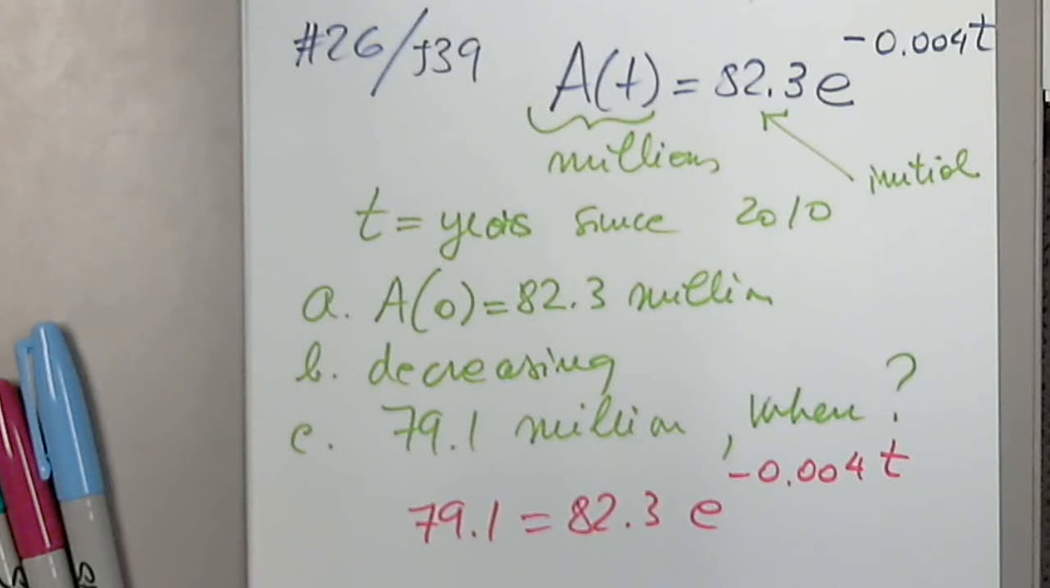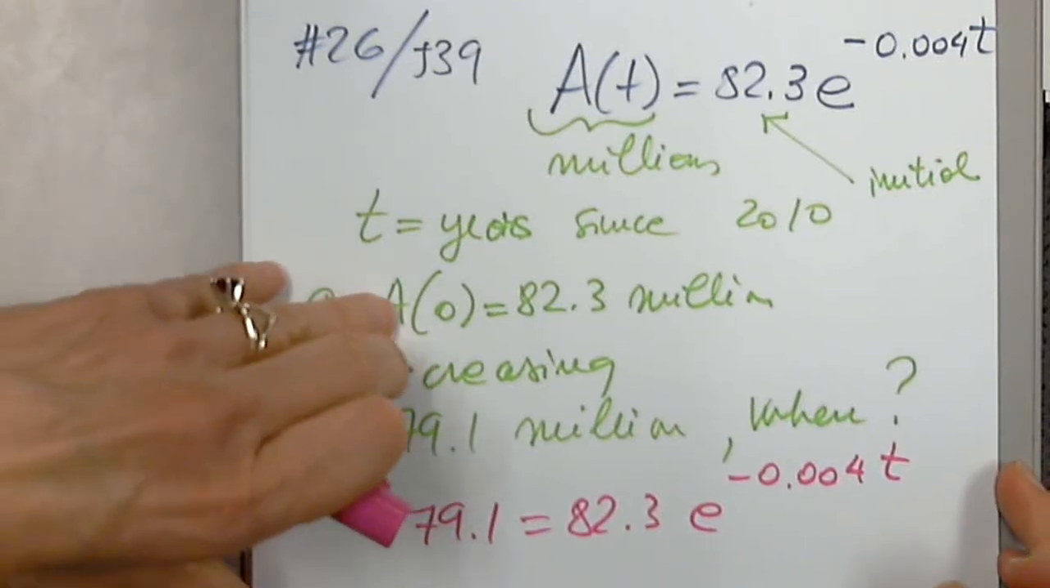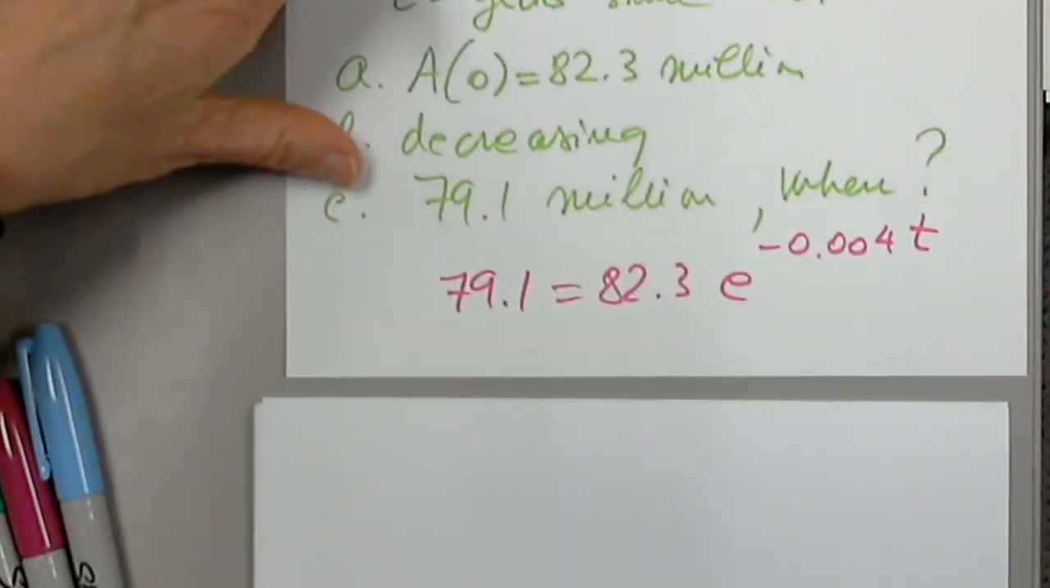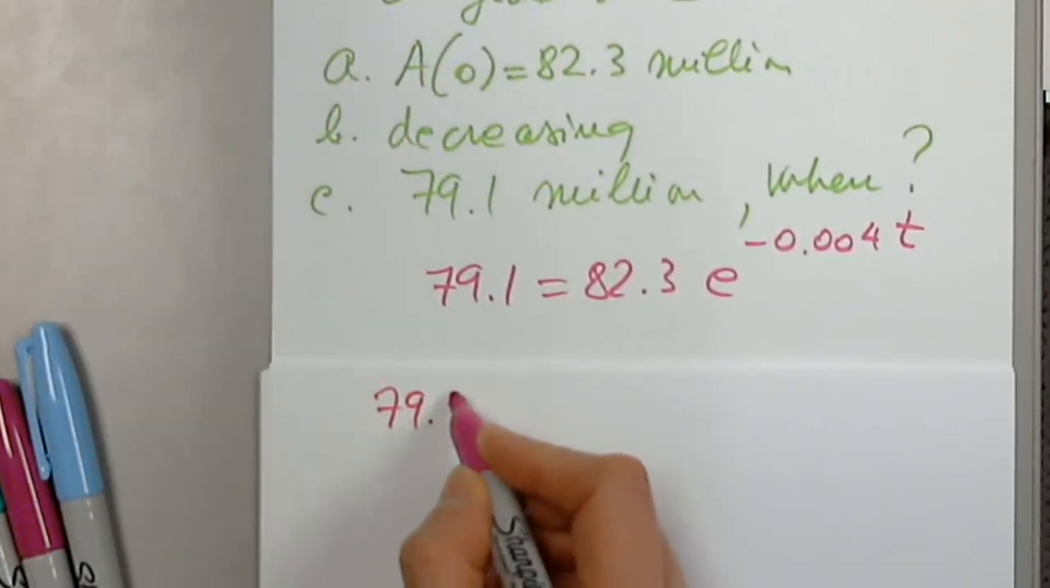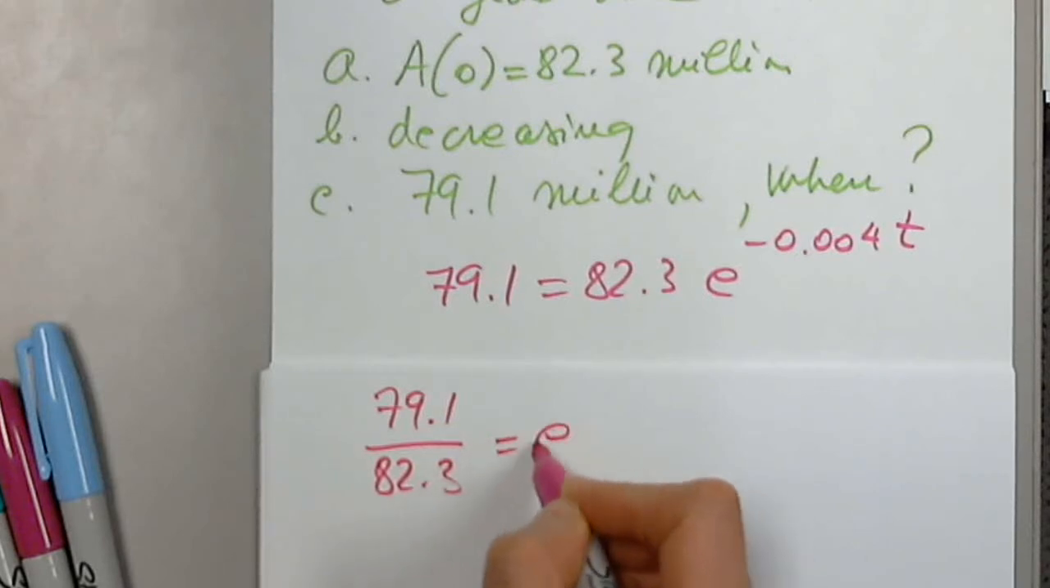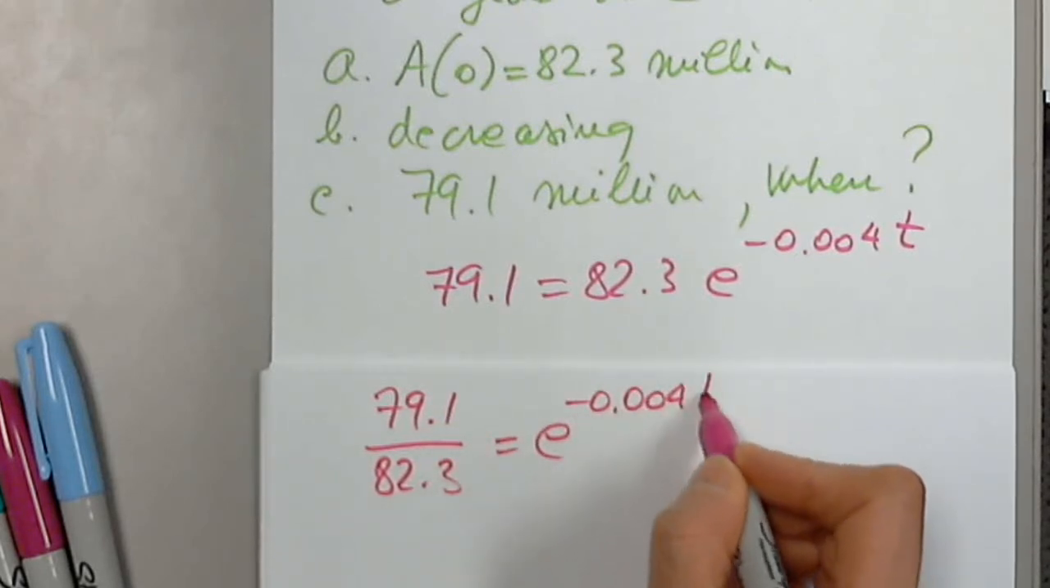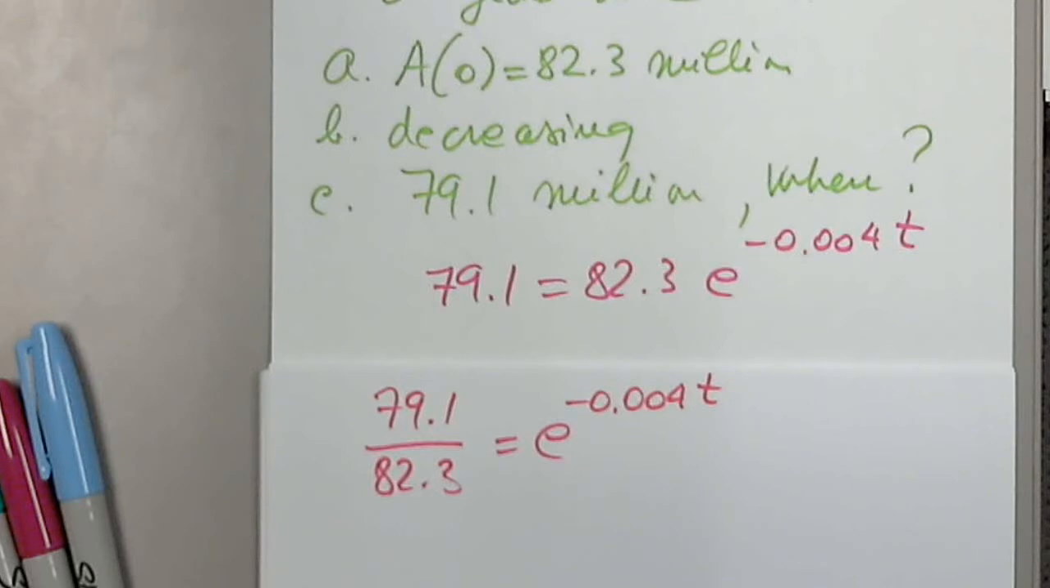Now I'm looking at this, and I'm asking myself, what type of equation is it? Exponential. What is the first thing that I have to do? Look at it carefully. You cannot proceed before you get rid of 82.3. So indeed, 79.1 over 82.3 equals e to the negative 0.004t. You don't actually have to divide. Just keep it in fraction form.